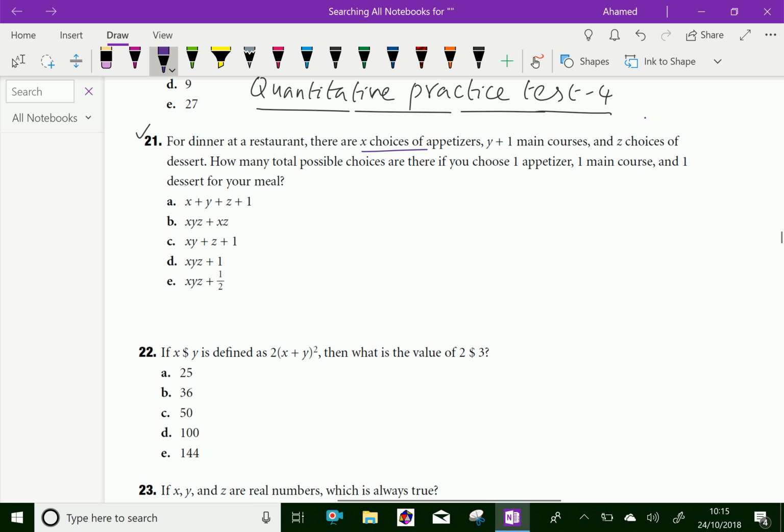Here, X choices for appetizer, Y plus one main courses, and Z choices of dessert. So, one person selects one in each choice. Therefore, the number of choices for your meal is X into Y plus 1 into Z, which is equal to XZ into Y plus 1. You can write this as XYZ plus XZ. So, the option is B.